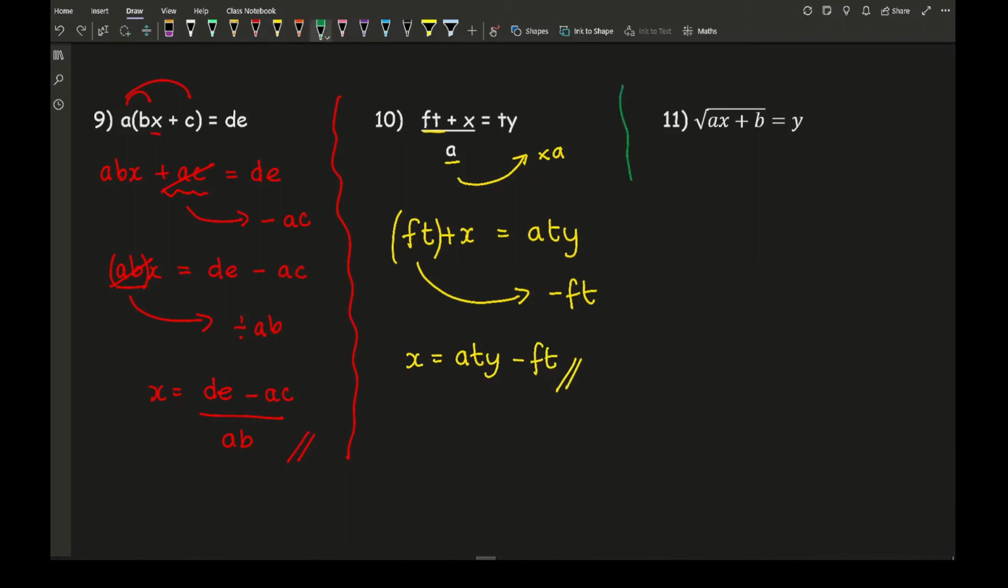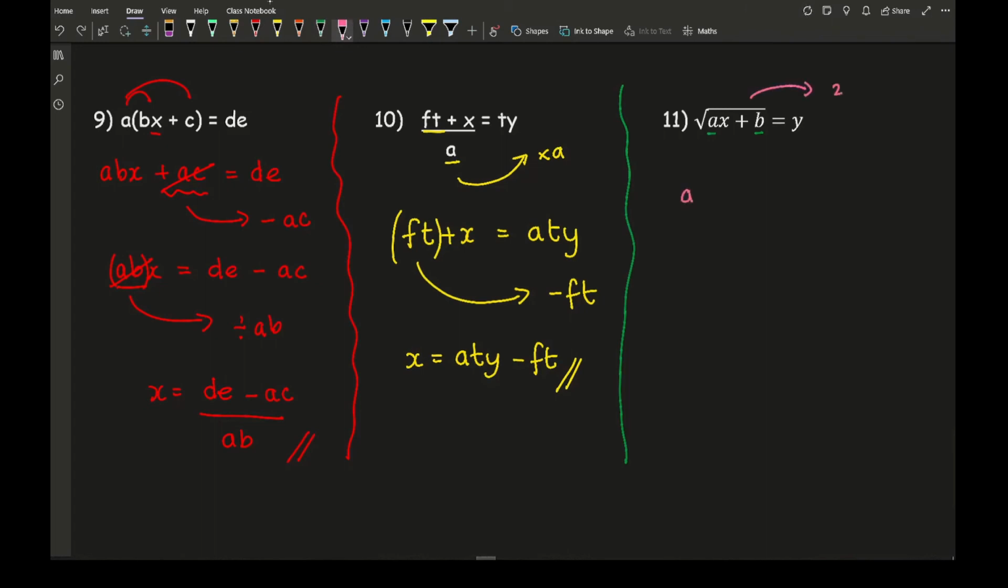Then finally moving on to question 11. Now this one involves a square root. So again, I want to get x by itself, so I need to get rid of the a, I need to get rid of the b, and I need to get rid of this square root as well. Now the square root is something that I need to get rid of, so you think to yourself, okay, what's the opposite of square rooting? Well, it's going to be squaring.